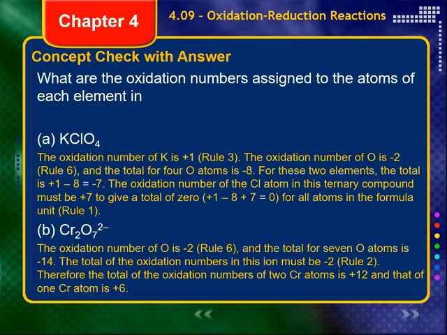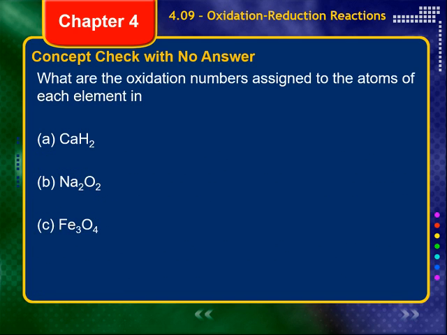The oxidation number of oxygen is -2, again, as per Rule 6. The total of the 7 oxygen atoms is -14. The total of the oxidation numbers in this ion must be -2. Therefore, the total of the oxidation numbers of the 2 chromium atoms is +12, and that of 1 chromium atom must be +6. Here's an opportunity for you to try this on your own. I will not give you the answers on this PowerPoint presentation. You're going to have to check with your classmates or myself through a different avenue in order to check your work.